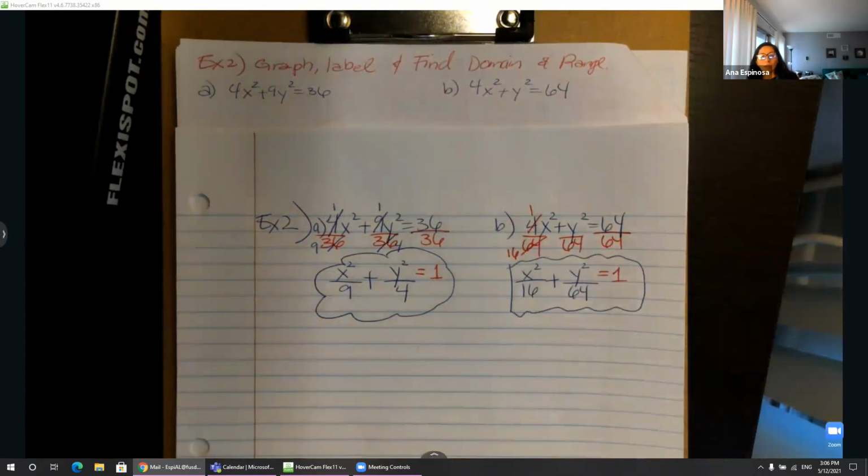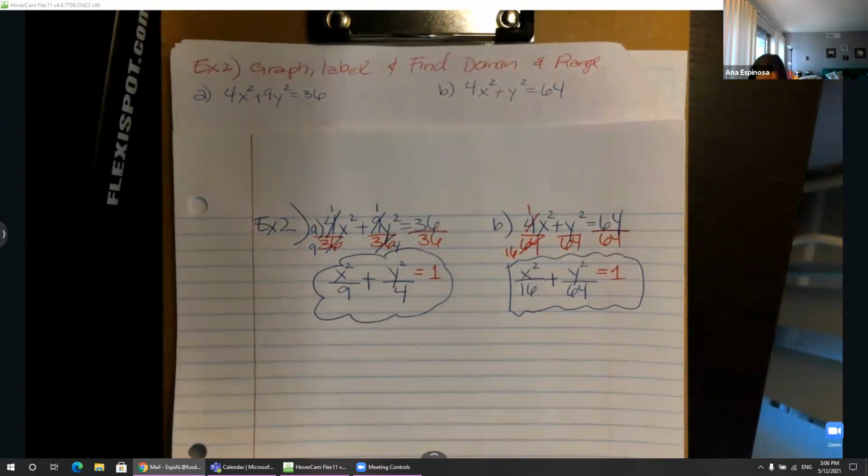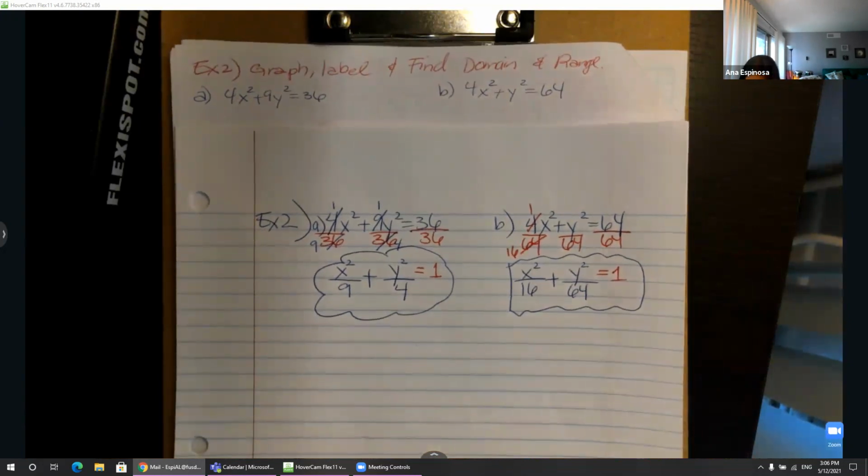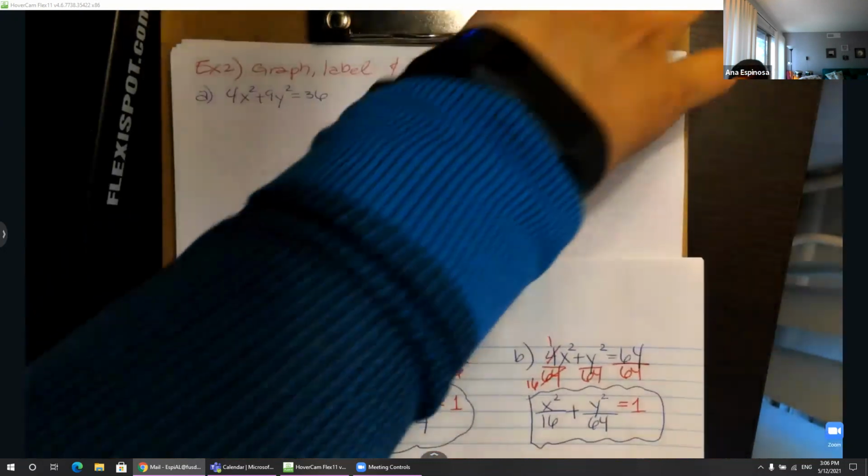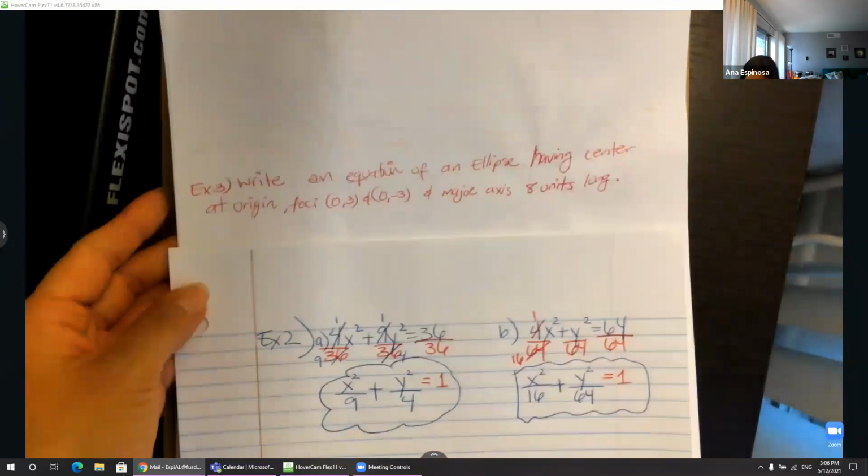Okay, so I just got you started with the format. You can go ahead and graph. Graph the same way I did the others. One will be horizontal, the other will be vertical. All right, looking at the next one.